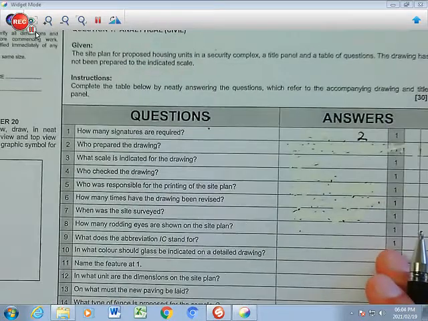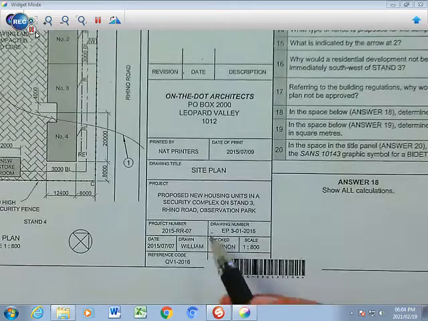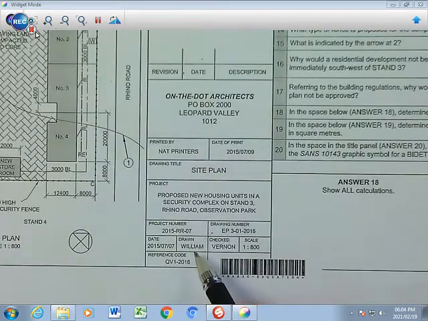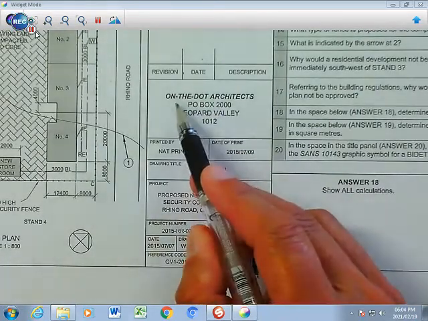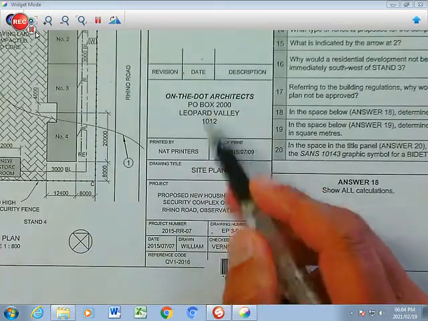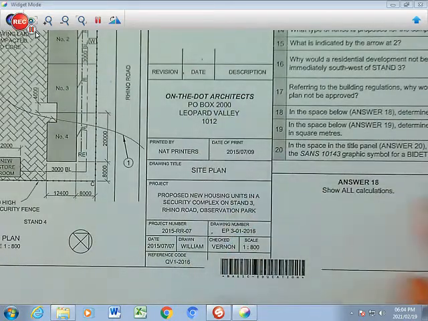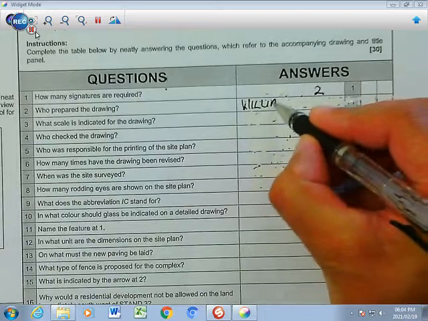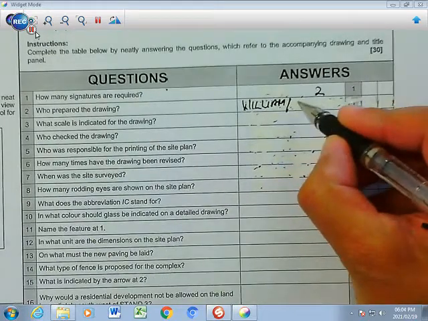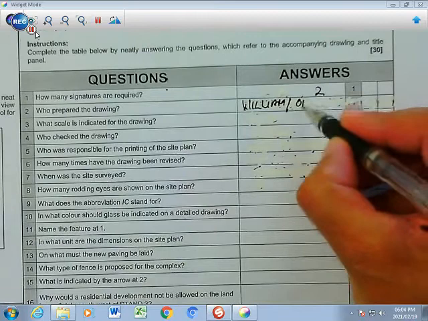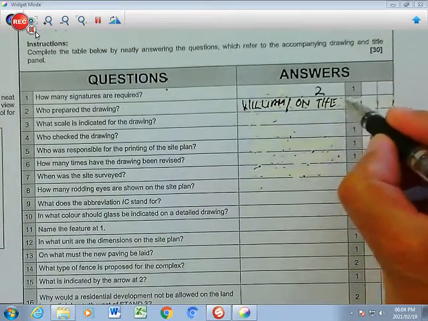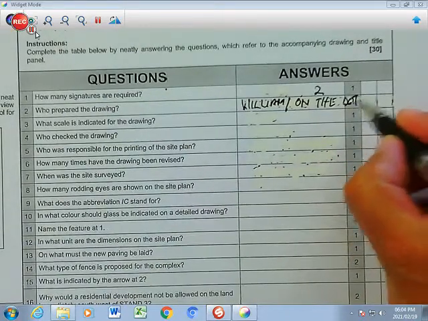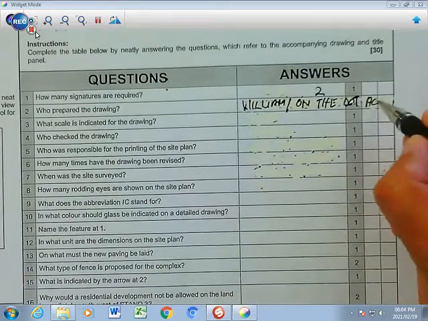Then we ask the question, who prepared the drawing? You go right down to this point over here and you will see that it was drawn by William. And of course William works for Underdot Architects. So in this case both answers will be accepted. So I'm going to write William right here, and if I write Underdot Architects, that would suffice as well.